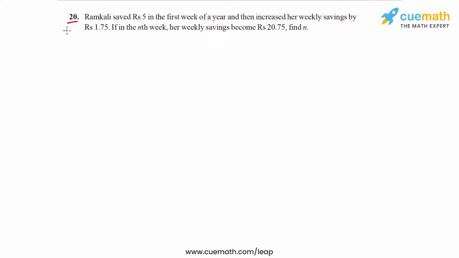Question 20 of this exercise is kind of similar to the last question of the same exercise. The problem statement says Ramkali saved rupees 5 in the first week of a year and then increased her weekly savings by rupees 1.75. If in the nth week her weekly savings become rupees 20.75, find n.